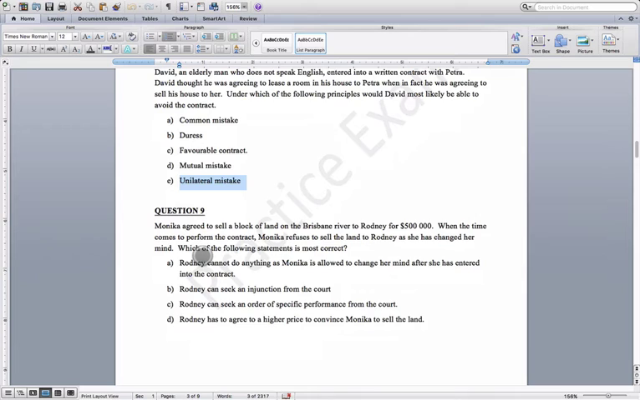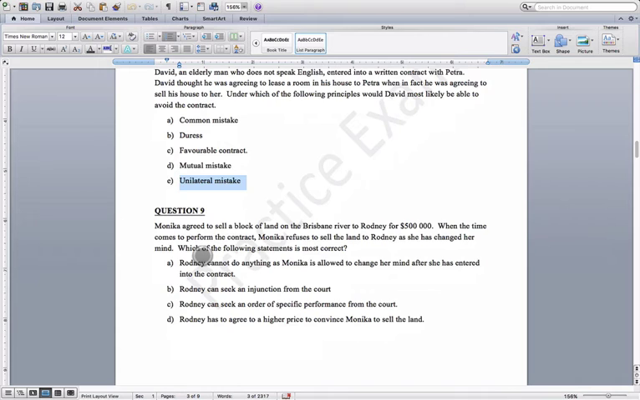Question 9. Monica agrees to sell a block of land on the Brisbane River to Rodney for $500,000. When the time comes to perform the contract, Monica refuses to sell the land to Rodney as she's changed her mind. Which of the following statements is most correct? Now, look at this question. Monica has agreed to sell it for $500,000 when the time comes to perform the contract. So there is a contract, right? It's very clearly there's a contract.